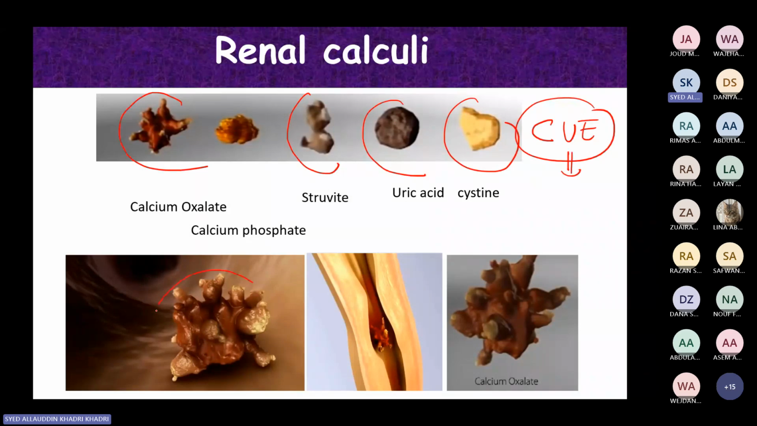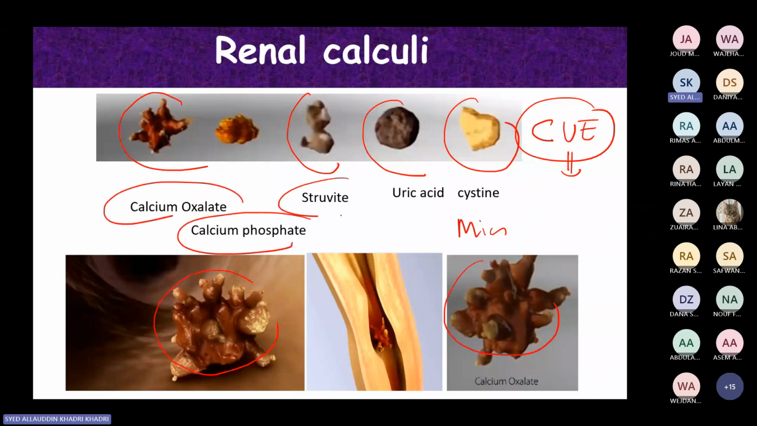And you can see even the big staghorn calculus type and a big calculus coming over here. And you break this and try to see under the microscope, it will look like calcium oxalate crystals, the calcium phosphate crystals, the struvite crystals, the uric acid crystals, cystines. All such things are very, very important for us.